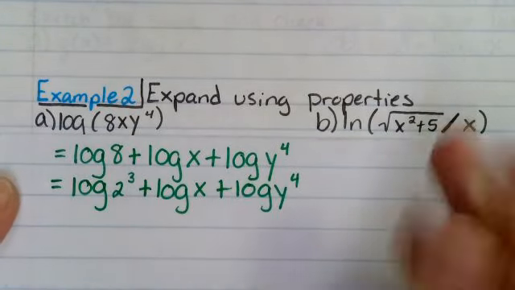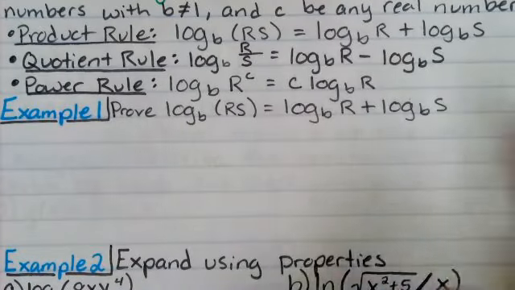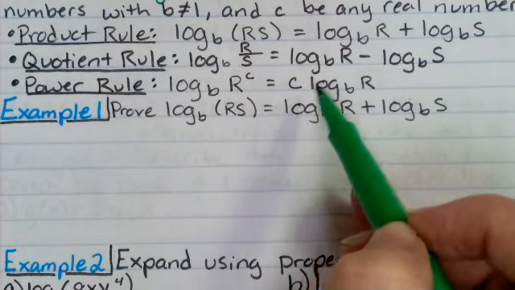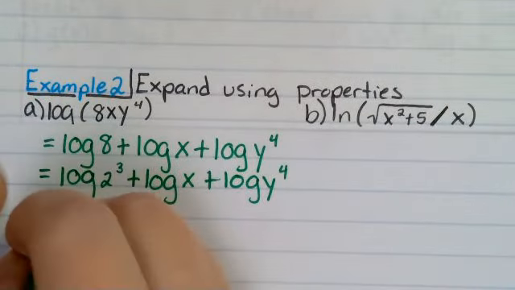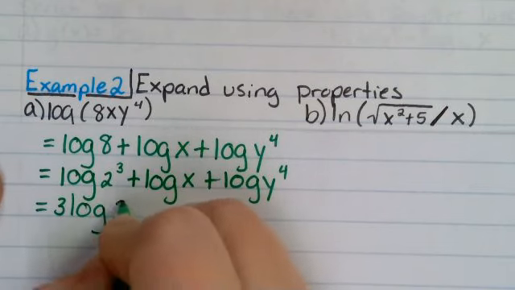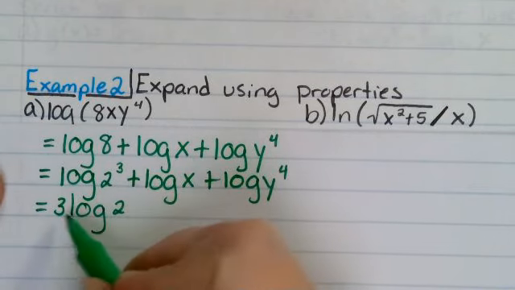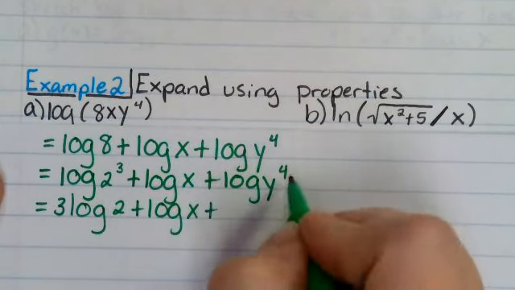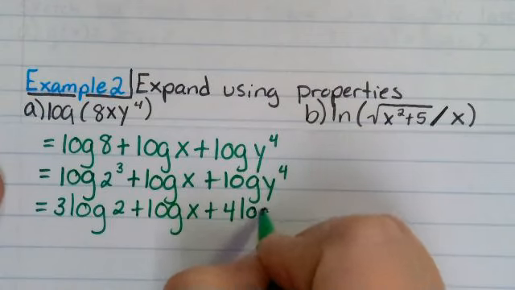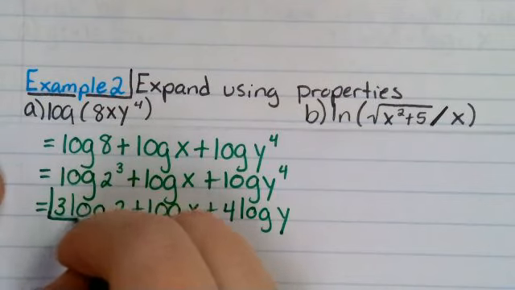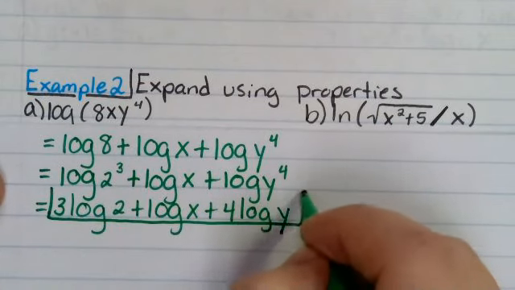Remember that power rule that we had up here? And I said that was kind of the weirdest one. When you have a power, you can end up rewriting it as that number times that logarithm. It doesn't have to be written as a power anymore. Well, that's what I'm going to do here. To expand this out fully, we need to write this as 3 times the log of 2. That exponent gets multiplied. Plus log of x plus, and then over here, 4 log of y. That is it, fully expanded. That would be your answer.